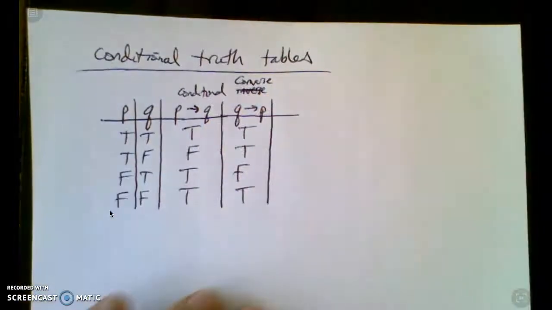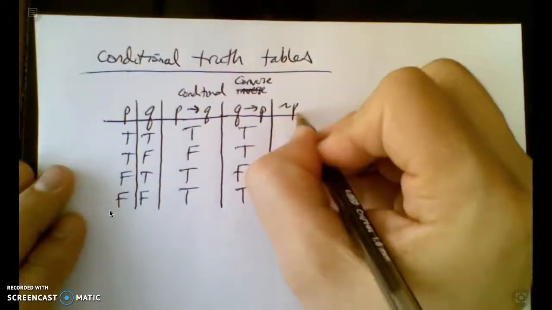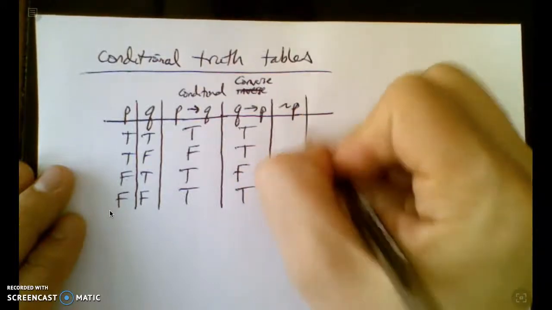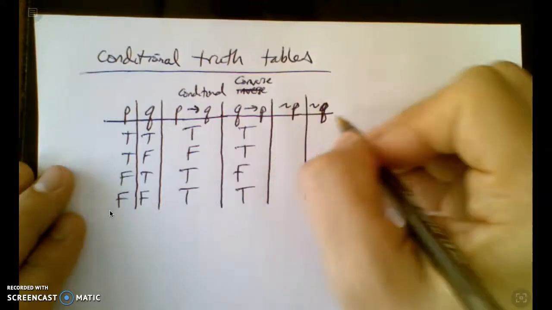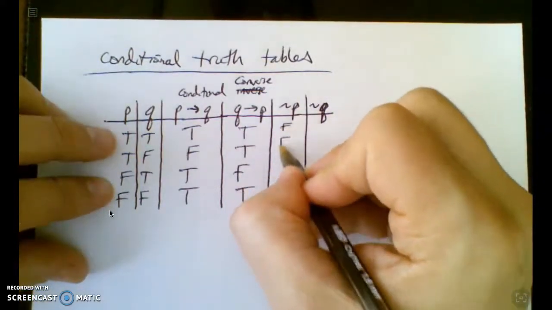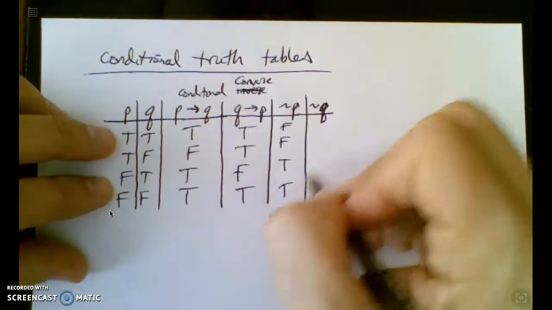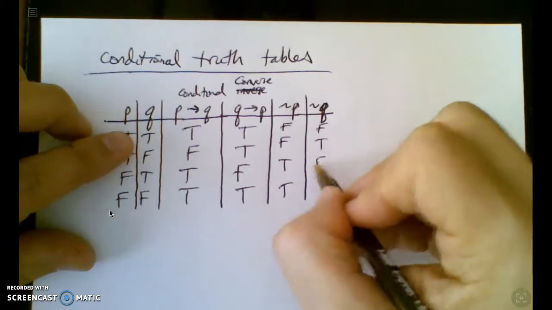If I go to build the inverse, let's try that. I need a negative P and a negative Q. So I just make two more lines. Make a negative P and a negative Q. If regular P was true, true, false, false, then the inverse is false, false, true, true. If regular Q is true, false, true, false, it's going to be false, true, false, true.